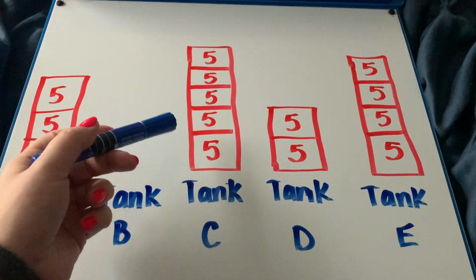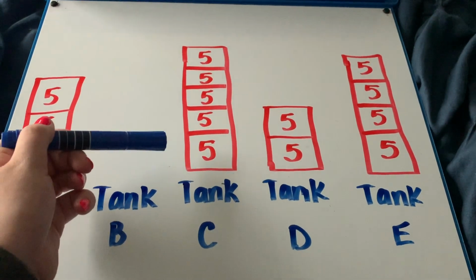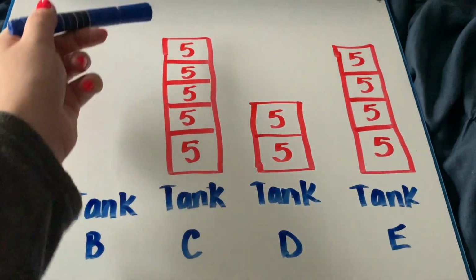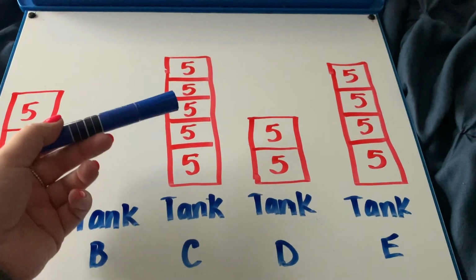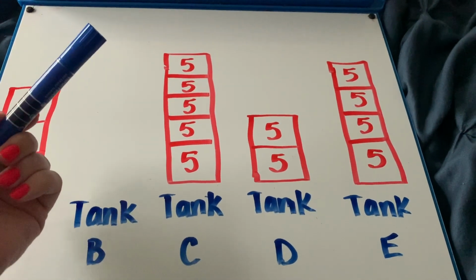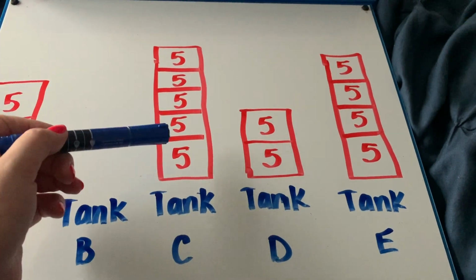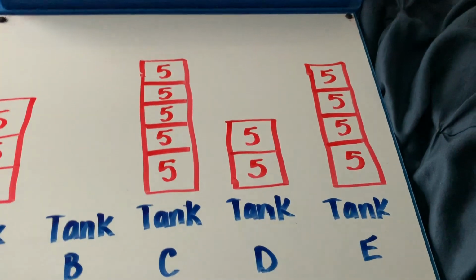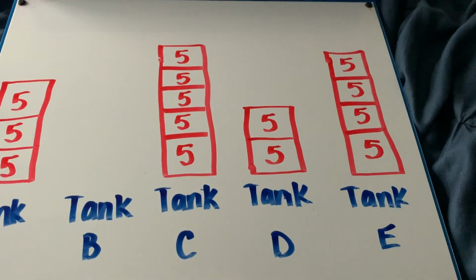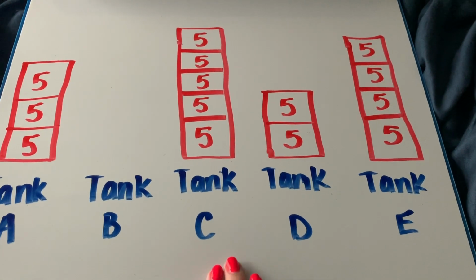There are 25 fish in tank C. And I know that because there's 1, 2, 3, 4, 5 sections with 5 in each section. So 5 times 5 is 25. And maybe if I didn't want to count that, I could just go 5, 10, 15, 20, 25. Okay? So there are 25 fish in tank C.